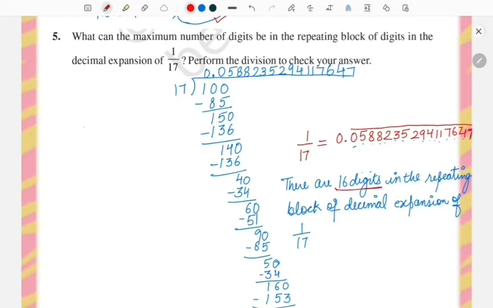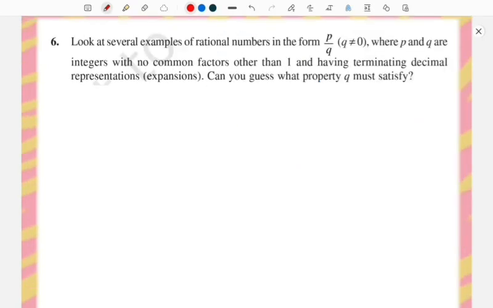I hope this is clear to everyone. Moving on to the next question. In question number 6, we have, look at several examples of rational numbers in the form p by q, where p and q are integers with no common factors other than 1 and having terminating decimal expansion. Can you guess what property q must satisfy? This we have done already.